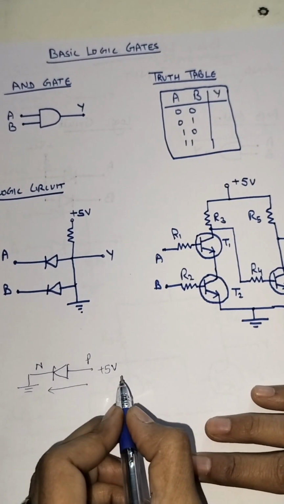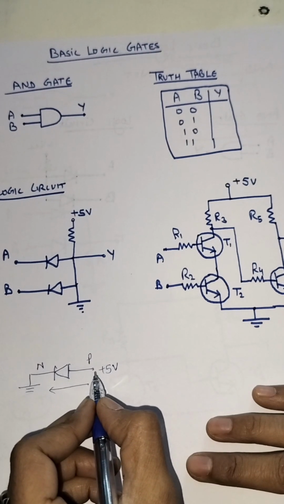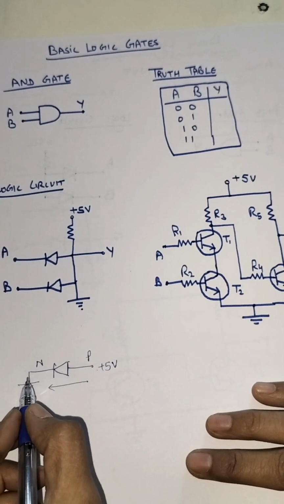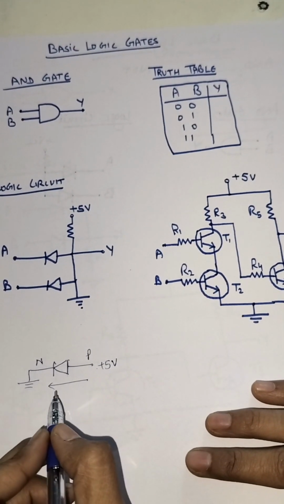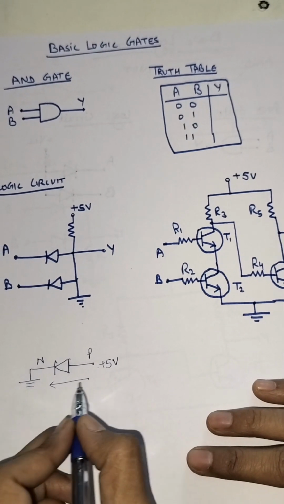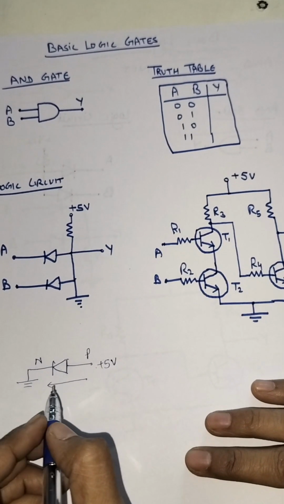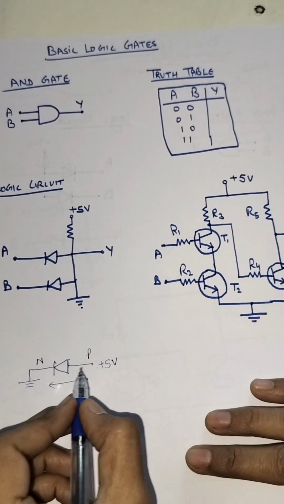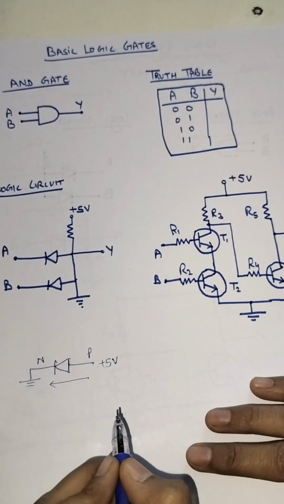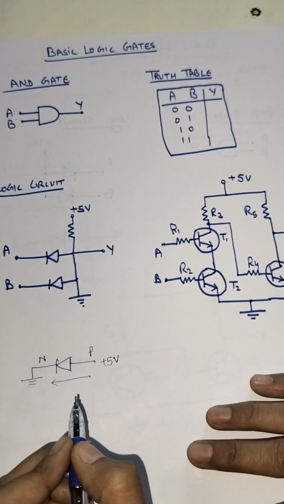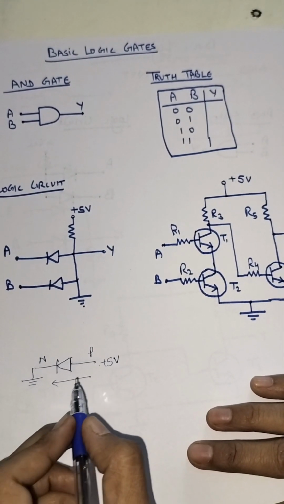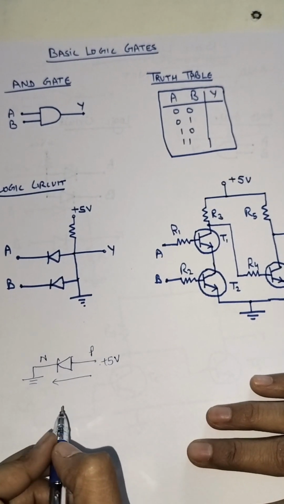And if I do opposite, if I connect negative end of the power supply with the P side and positive side with the N side, it will get reverse biased. It will not conduct. And even if I connect plus 5 volt here also, plus 5 volt here also, still it will not conduct. Why? Because both the ends will have same potential.